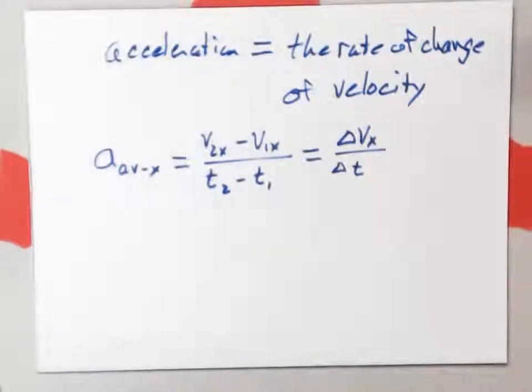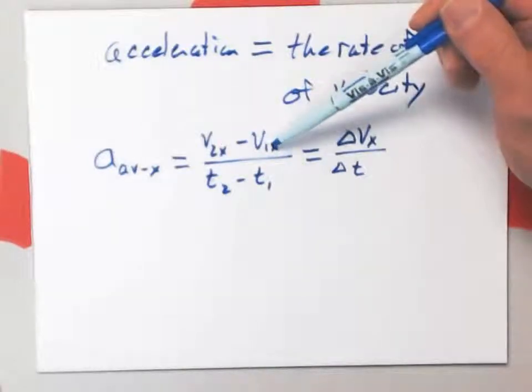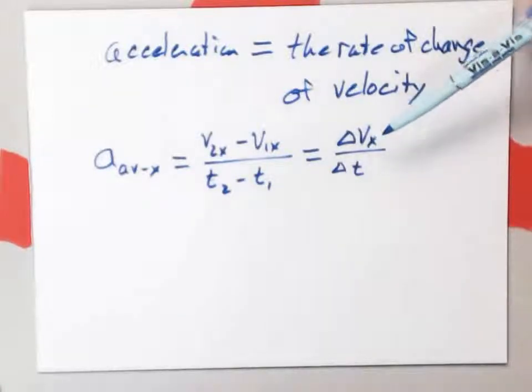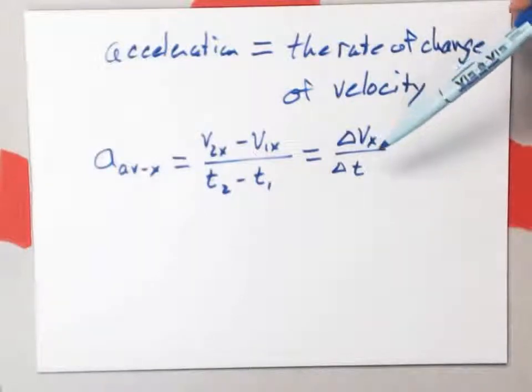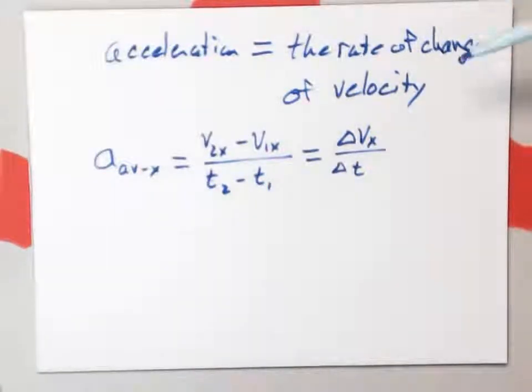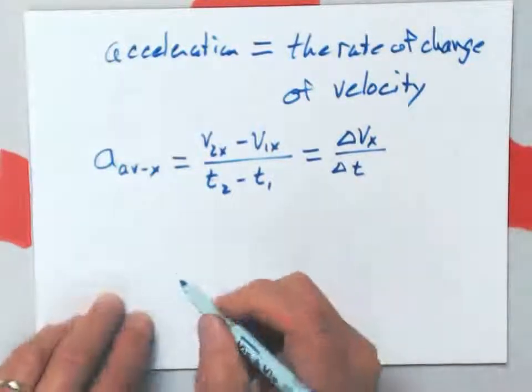Now, it's possible for v2x to have a smaller value than v1x, in which case we'd get a negative value for the acceleration. In the everyday meaning of acceleration, outside of physics, we would say something isn't accelerating if it has a negative acceleration. But in physics, an object is accelerating any time its velocity is changing, whether it's slowing down or speeding up or changing direction. Let's do a sample calculation for average acceleration.